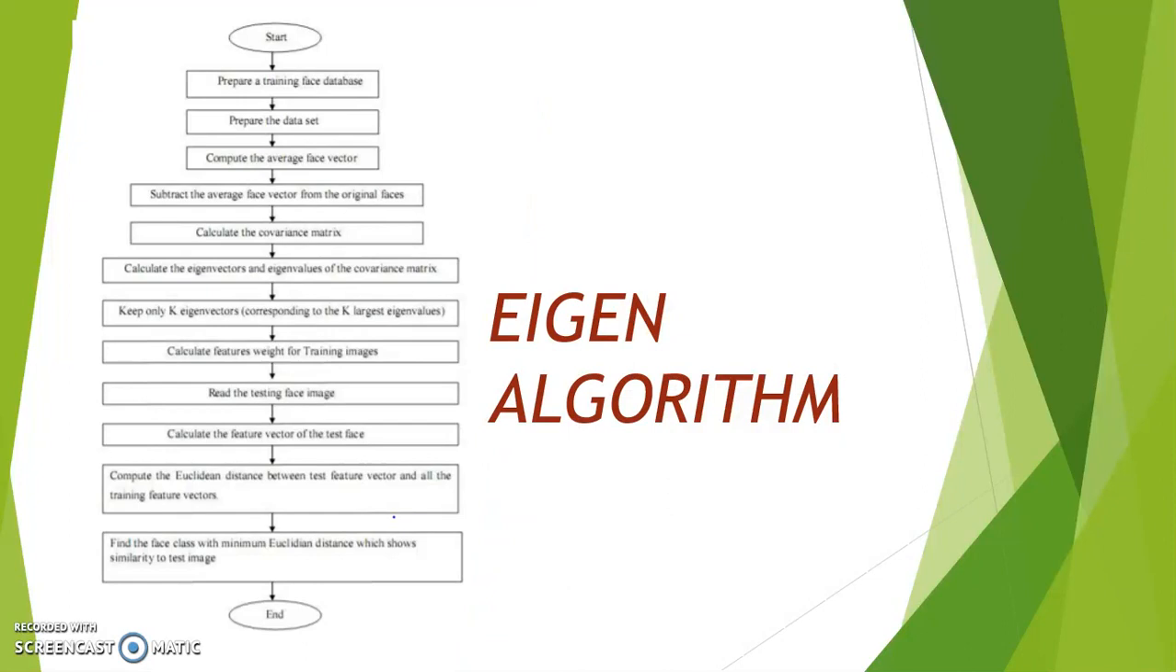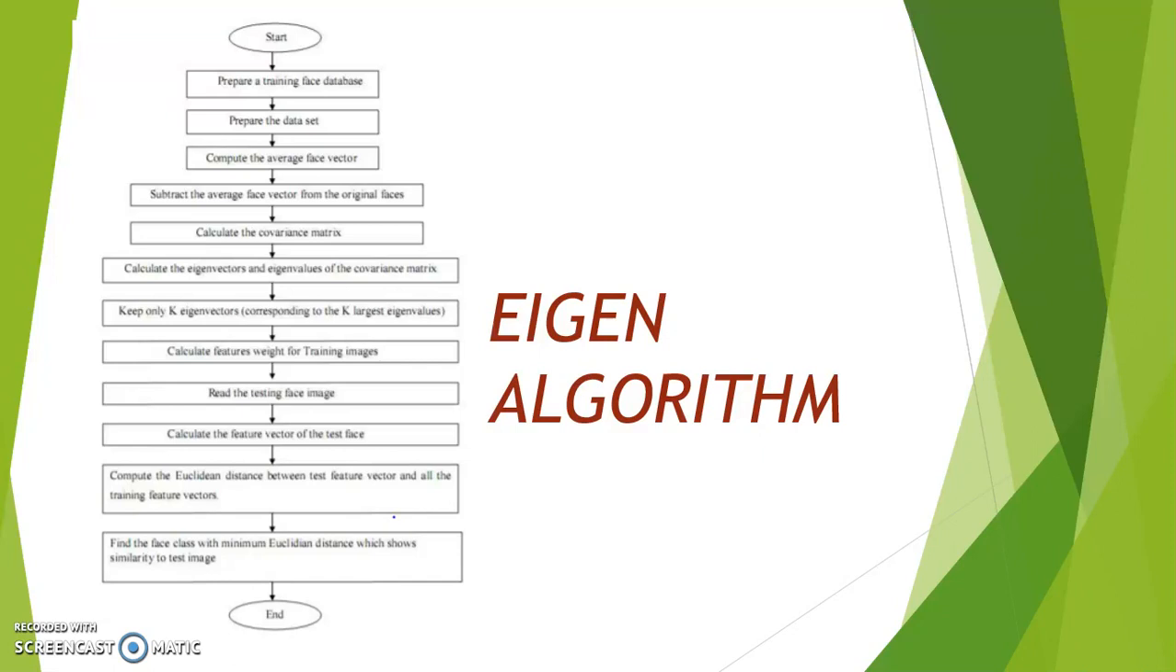Here is the breakdown of the eigenface algorithm. Let us consider an image as a 2D array of intensity values. First step is to prepare the training faces. Next, we prepare a data set where each image is transformed into a vector and placed into a training set. Next step, we compute the average face vector. Next, we subtract the average face vector from the original faces and the result is stored.